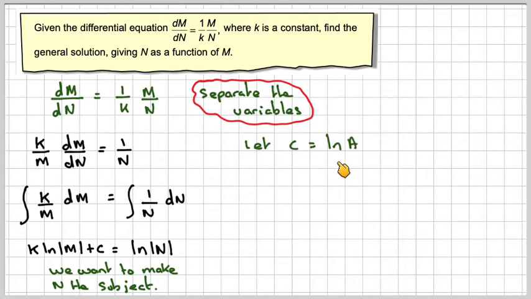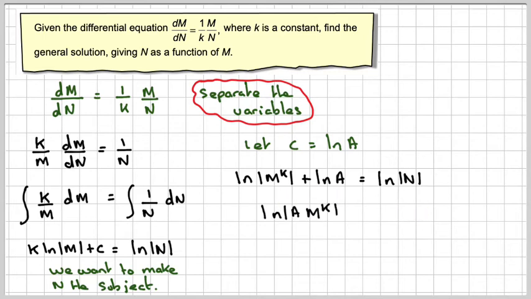So if I let c be equal to ln of a, which is the standard technique, we're going to have ln of m to the k plus ln of a is equal to ln of n. We can combine these two. This becomes ln of a m to the k. The k can go up because of the laws of logarithms. It's equal to ln of n. And then we end up with getting n is equal to a m to the k.